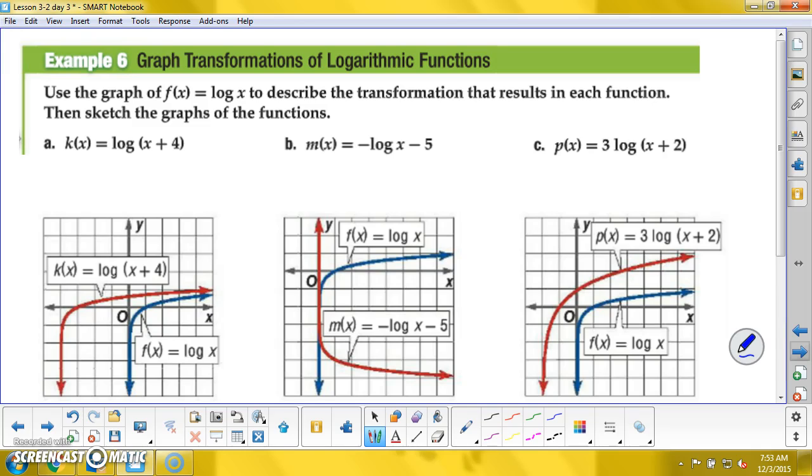If you take a look at on part A, the blue graph is just the common log of x, and if we move that to the left 4, you'd get the red graph. On part B, the blue graph is just the common log of x, and if you take that and reflect it vertically about the x-axis, and then move it down 5, you'd get the red graph. And then on part C, the blue graph is just the common log of x, and if you move that to the left 2 and then vertically stretch it by a factor of 3, you'd get the red graph. So this is exposure to the graphs of log functions and also discussing transformations on log functions.